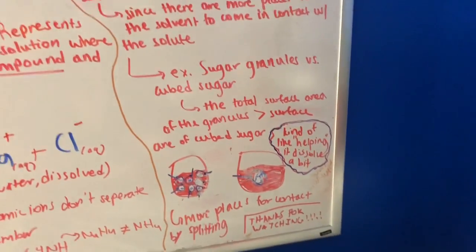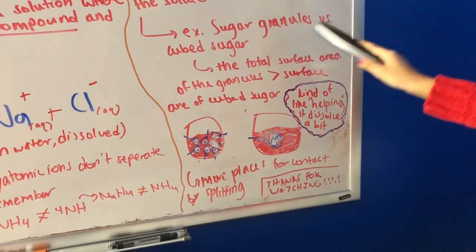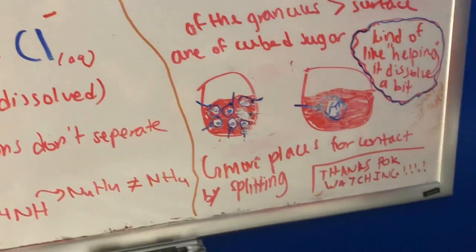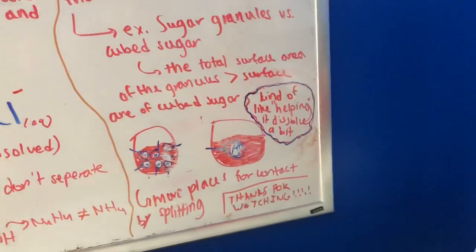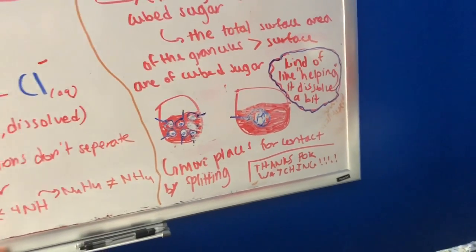For example, with sugar granules versus cubed sugar, the total surface area of the granules is greater than the surface area of the cubed sugar. As you can see, there are more places for the solvent to come into contact with the sugar here. It helps it dissolve in a way by breaking it down.